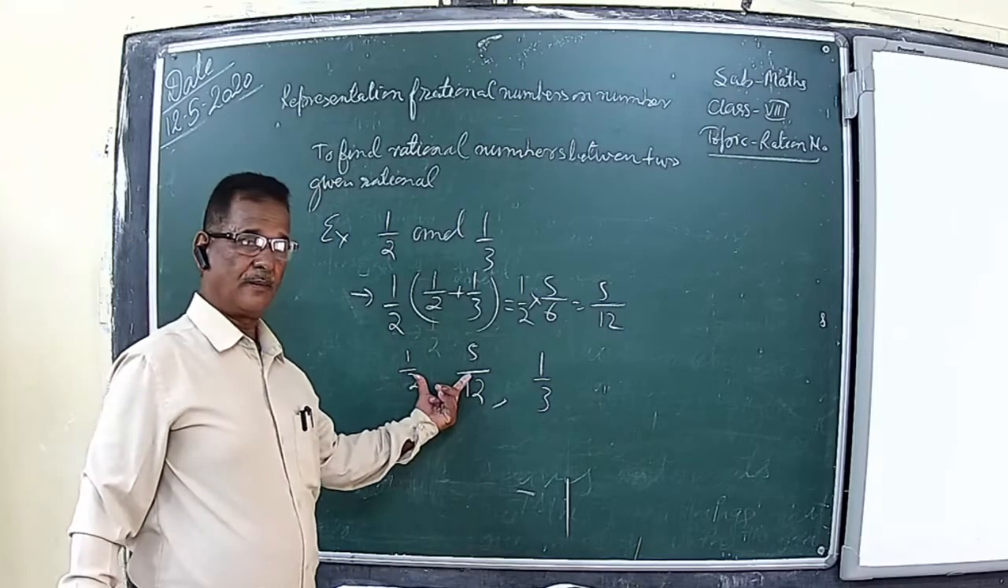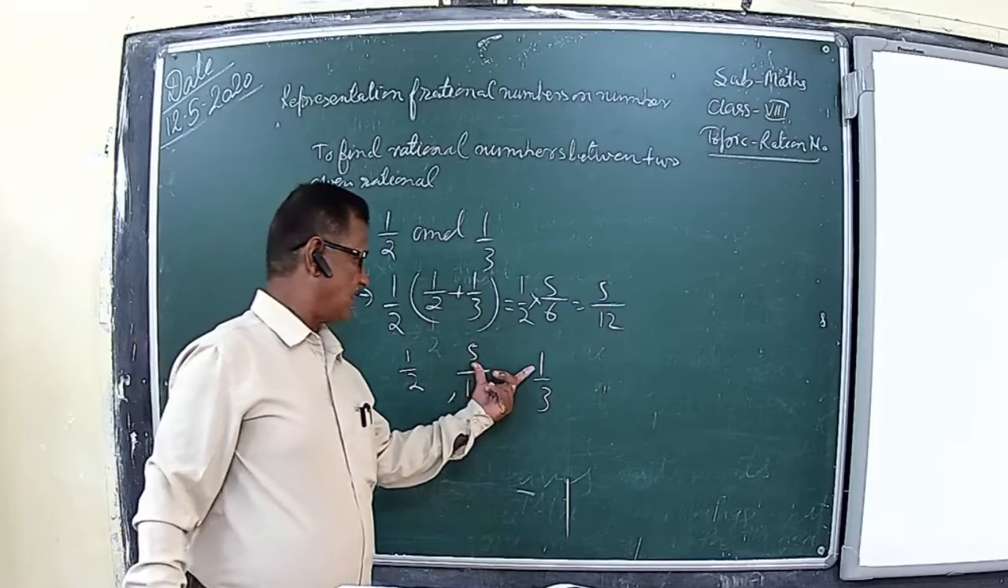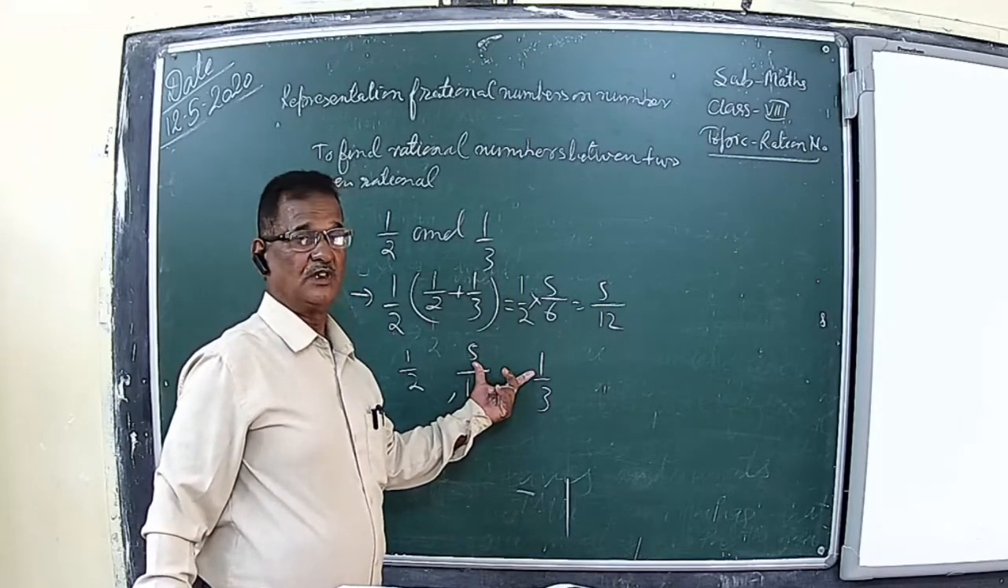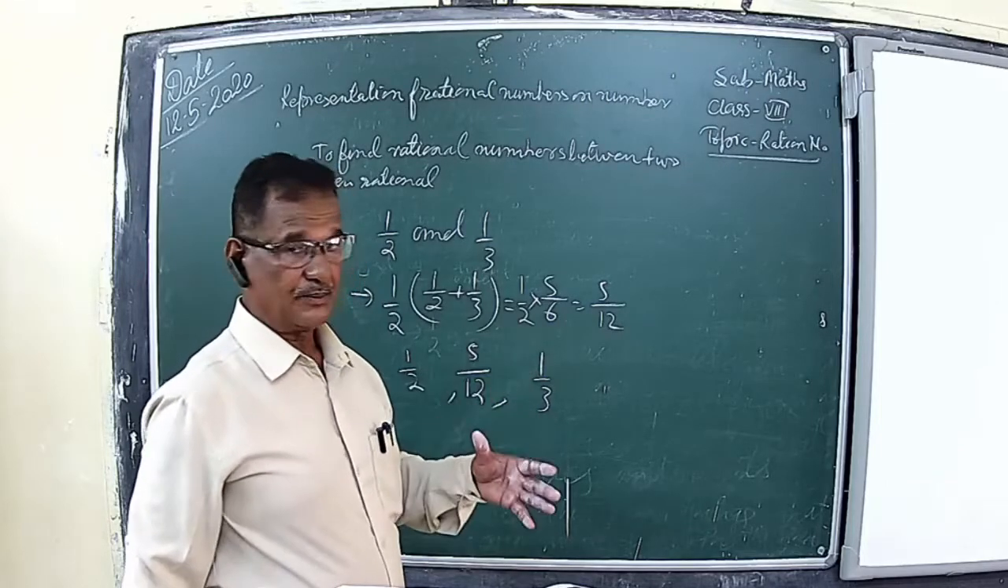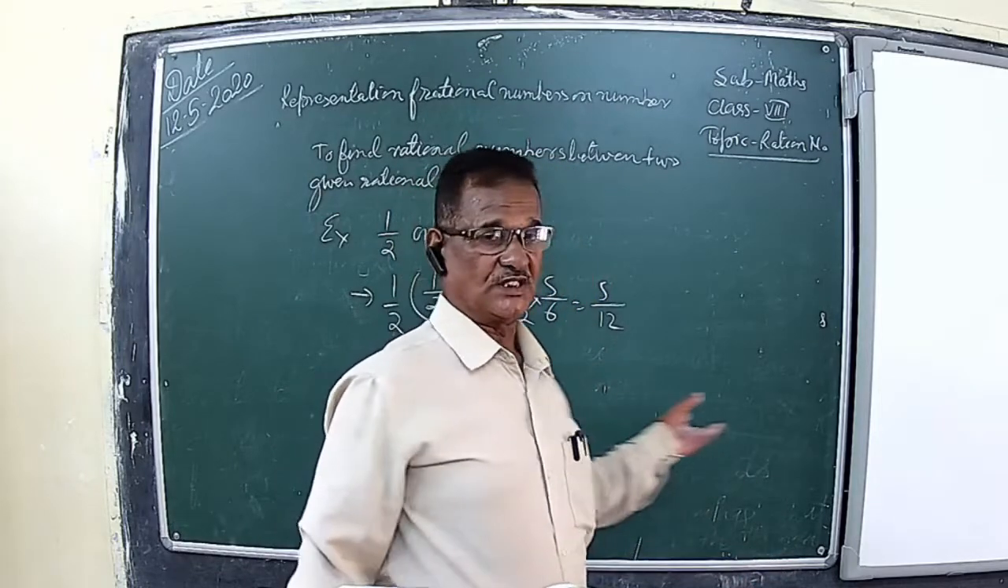Again add them and divide by 2, we get the second rational number. Again add the middle and last, and divide by 2, we get the third rational number. This way we can find the required number of rational numbers between these two rational numbers.